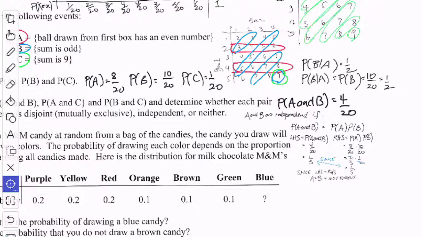So what's the chance of A and C? Remember, A is the red and C is the green. Do A and C ever overlap? Does A overlap with C?